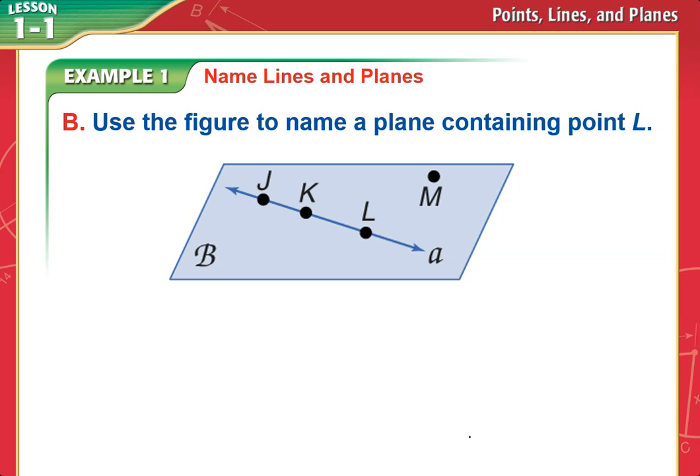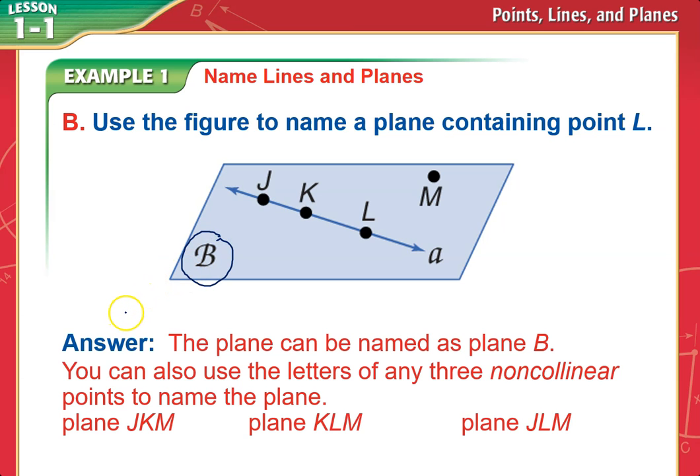Example 1, again, part B. Use the figure to name a plane containing point L. Well, we have our plane. We can say plane B, or we can name any three non-collinear points to name the plane. So we could have plane JKM.